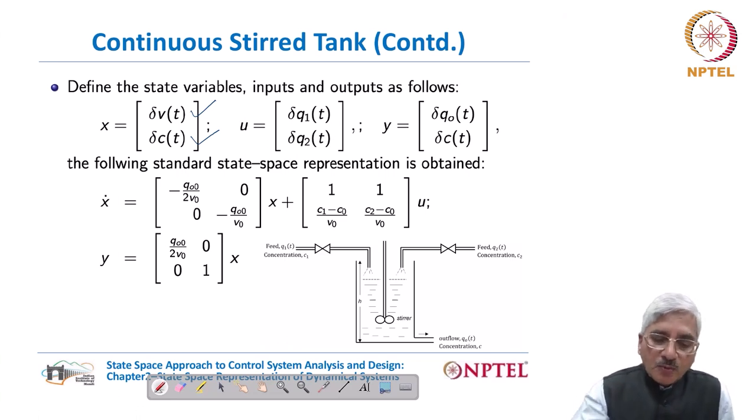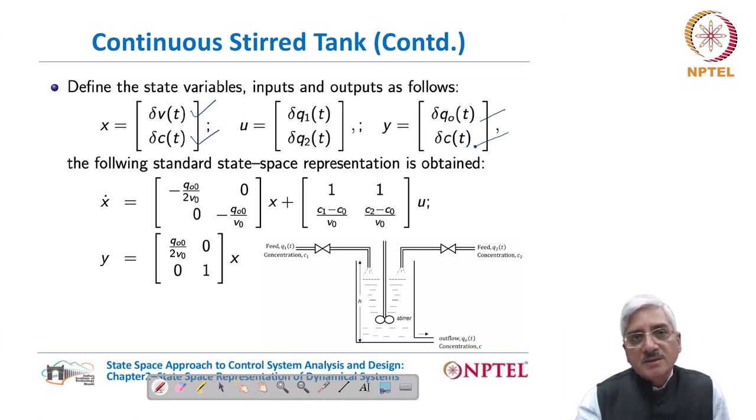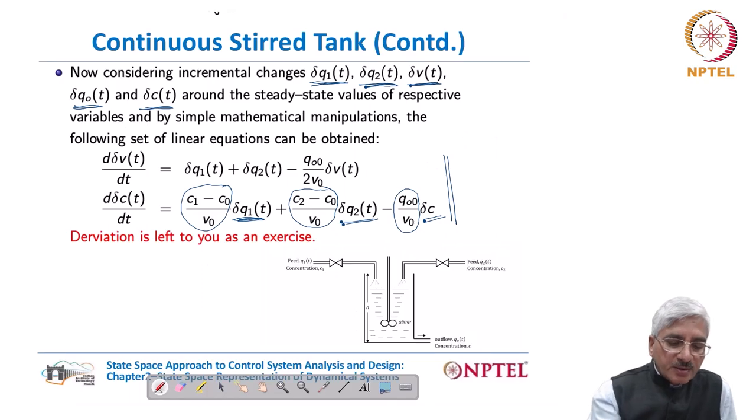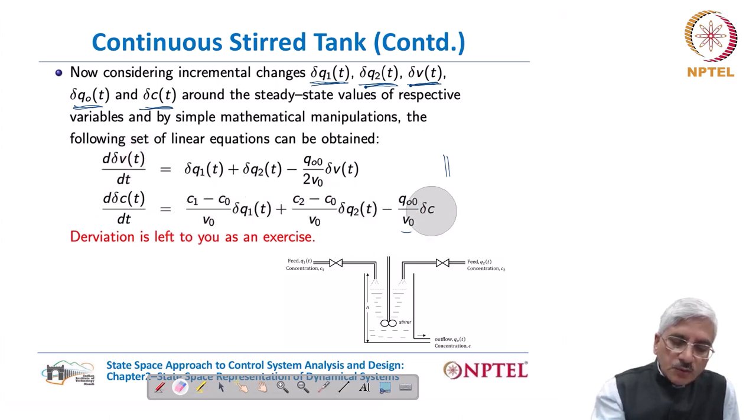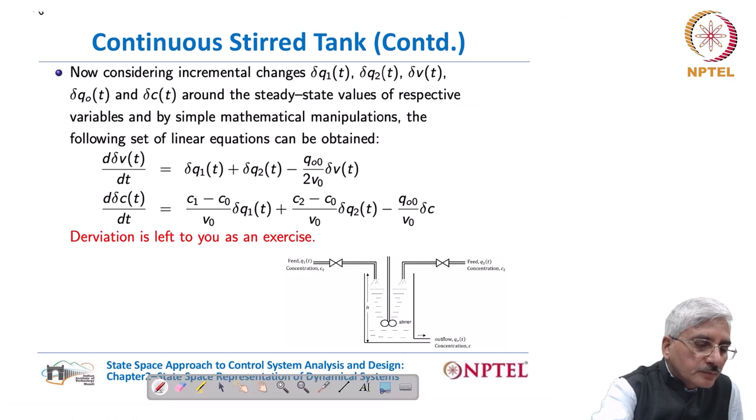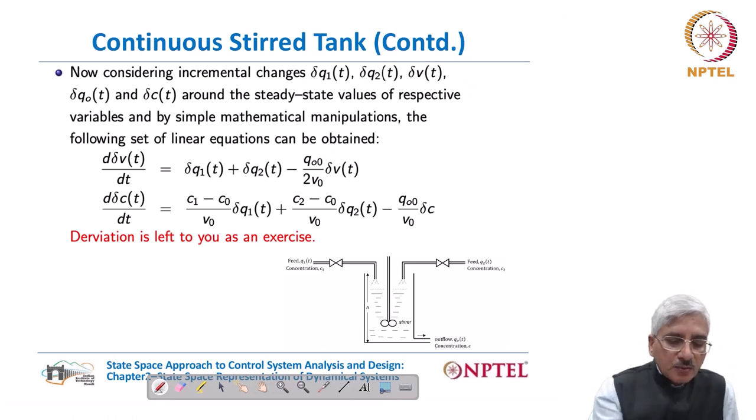And the output y is the incremental change in outflow and the incremental change in concentration of the substance in the liquid. So with these, we can now express the equations obtained previously into the state space form. Let me show how. So we see that d delta Vt by dt is equal to delta Q1 plus delta Q2.